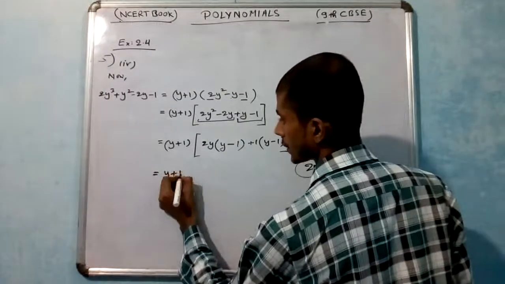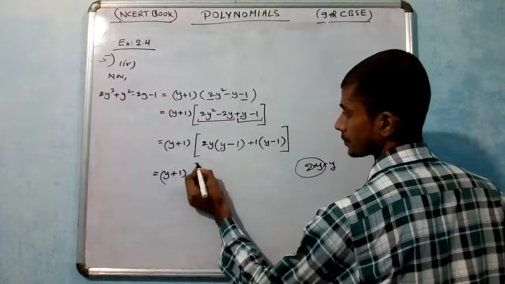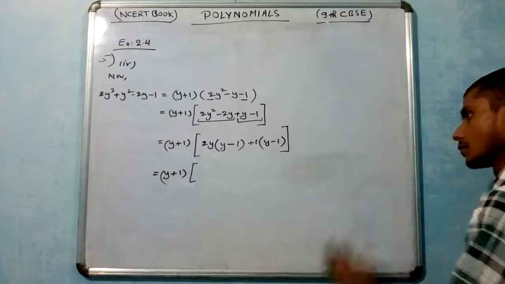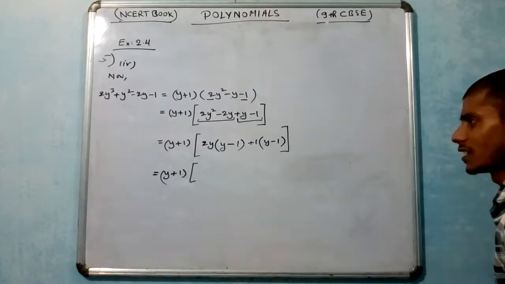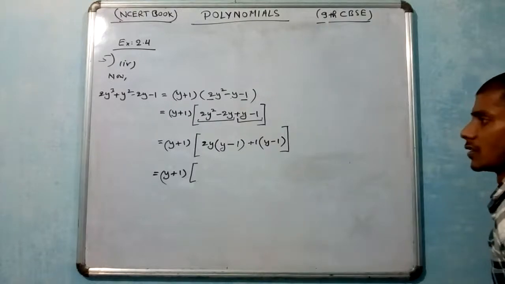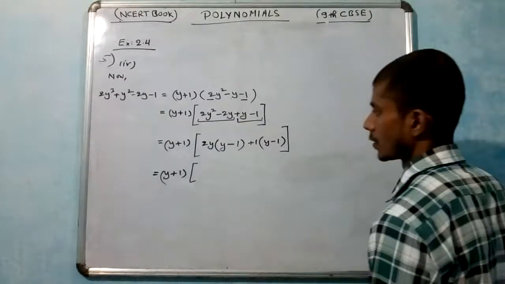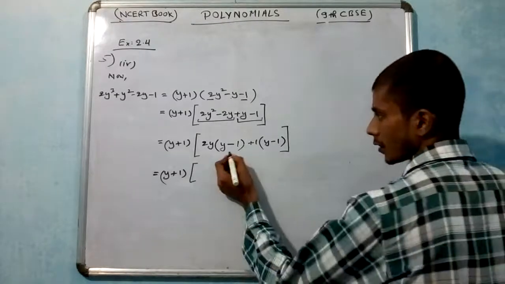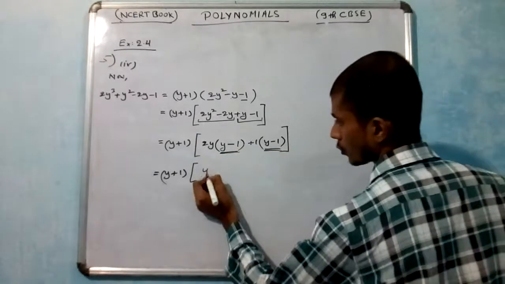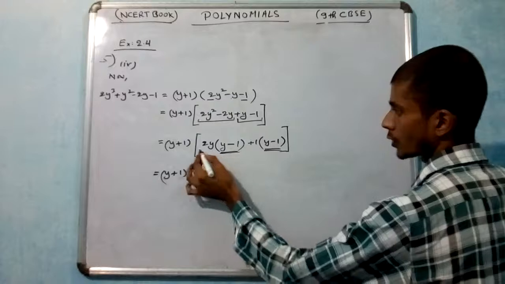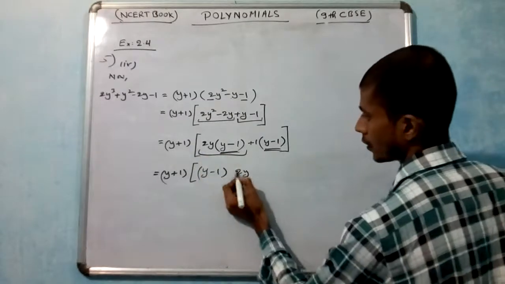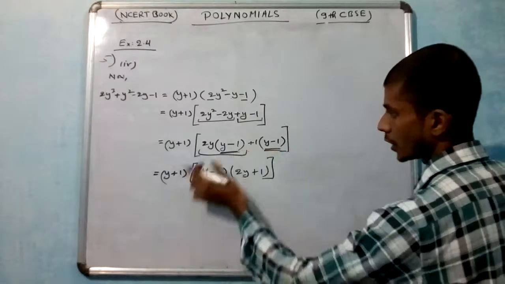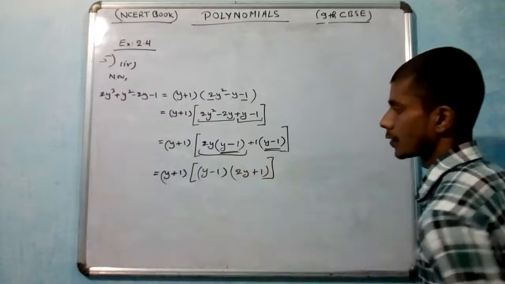Open the bracket. Now y plus 1 as it is, you write. Okay, next what? Tell me. Remove the bracket. You are not practicing enough number of times, that's why you are forgetting. Y minus 1 here also, y minus 1 here also. So y minus 1 is common. When we take y minus 1 common, we are left with 2y, and here plus 1. Y minus 1 we take outside, we are left with 2y plus 1 as the other term.